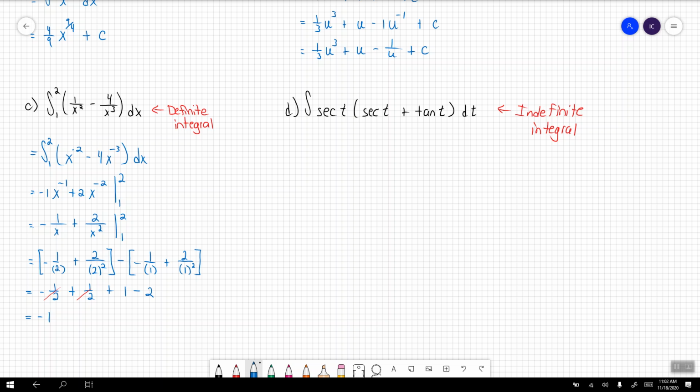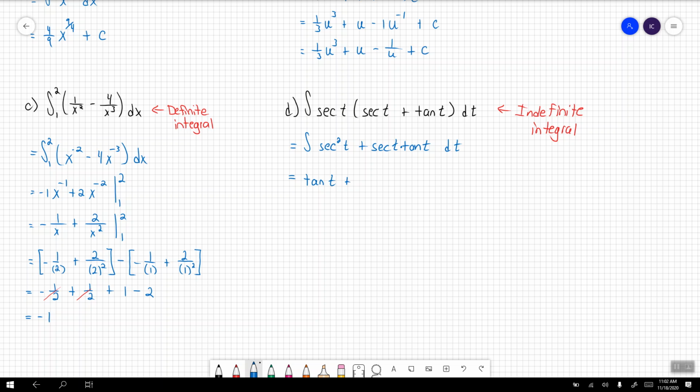So what we're going to do is we're going to distribute really quickly the integral for secant squared of t plus secant of t times tangent of t dt. The integral for secant squared, well, the derivative of tangent gets a secant squared, which means the antiderivative for secant squared is tangent. So we have tangent of t.